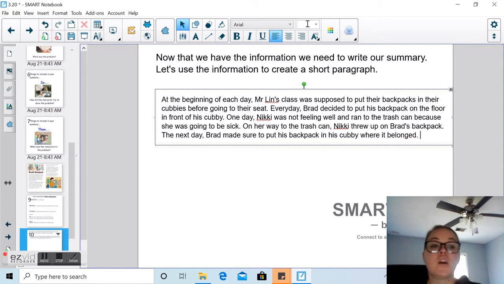So I took that whole story and I made it shorter by just telling the key details. So what happened at the beginning, kind of what happened in the middle of the story, and what happened at the end of the story.